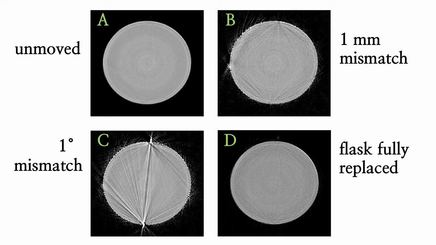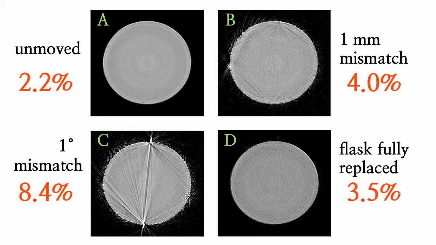In A, the flask was not moved. In B, we've deliberately mismatched data 1 millimeter vertically. In C, we've deliberately mismatched data 1 degree angularly. And in D, we've fully removed and replaced the flask using the registration technique. Again, as you can see, angular mismatches cause more severe errors than vertical mismatches. And we can quantify the noise seen in each of these images, like so.